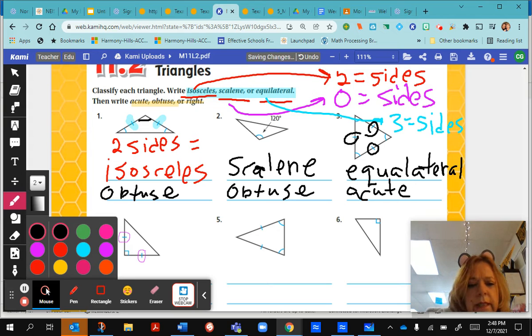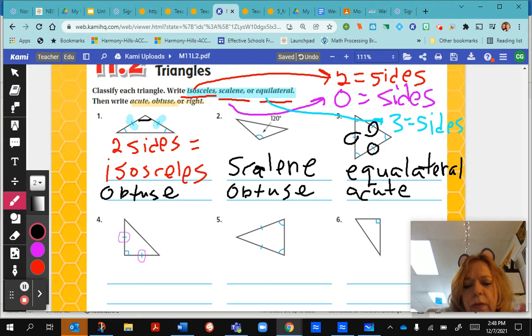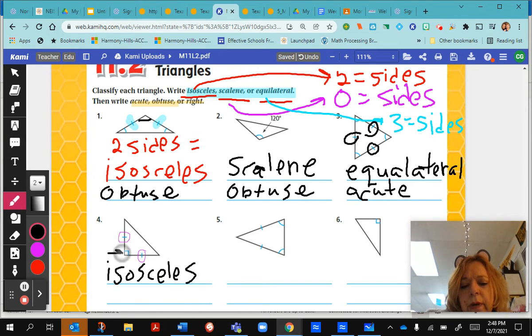All right, let's look at this next one. Again, there's 2 sides that are equal. Which one is the 2 sides? And I can see that it is isosceles. And it's what kind of angle? Very good. It's a right. So it's an isosceles right triangle, or isosceles with a right angle.